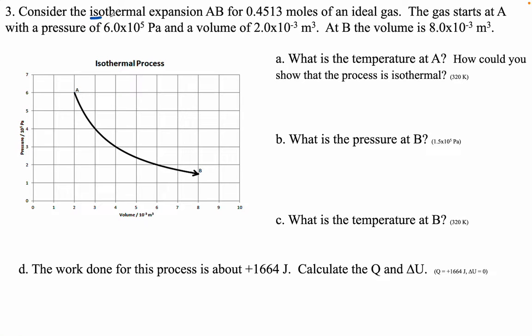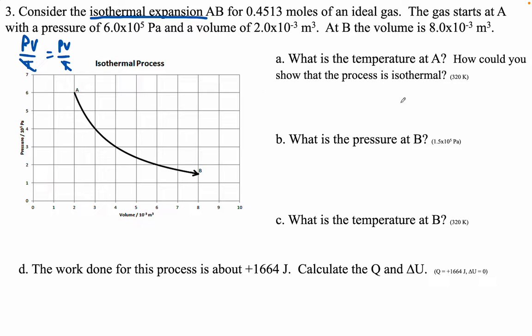This is an isothermal expansion. What that means is that the temperature stays the same. This is a constant temperature process. All of these points are at the same temperature, okay? What that means for you formula-wise is that the combined gas law, PV over T equals PV over T, right? The temperature stays the same, so really we can just say PV equals PV, okay?